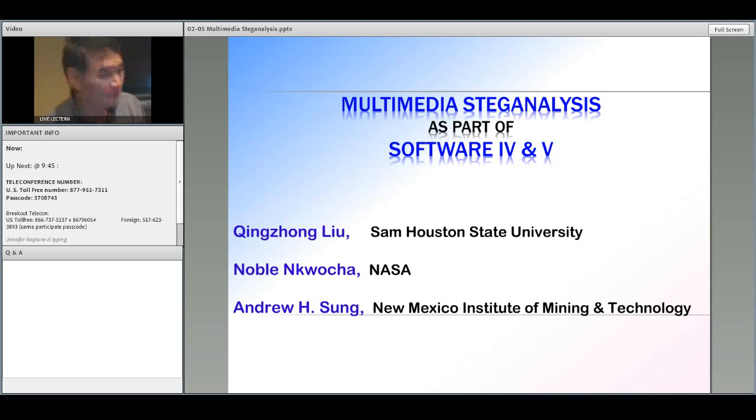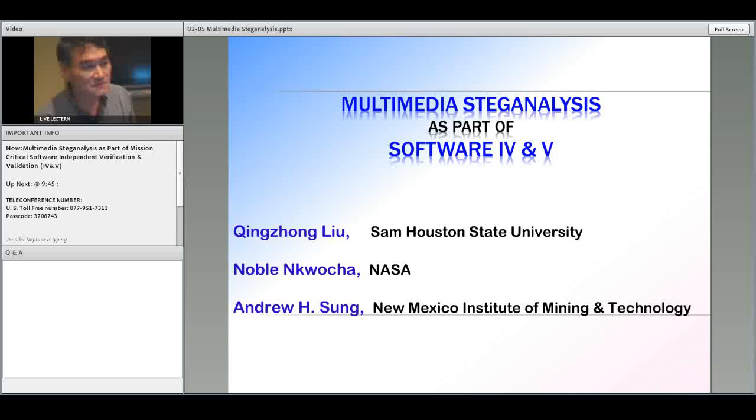I'll go over the research we have done on Steganalysis in the last few years and see whether it makes sense to include this part as the software IV&V process. The reason is, increasingly the multimedia is used, encountered or interfaced somewhere, somehow in the software development process. And the clean room methodology for developing software has other strict requirements on all sorts of things.